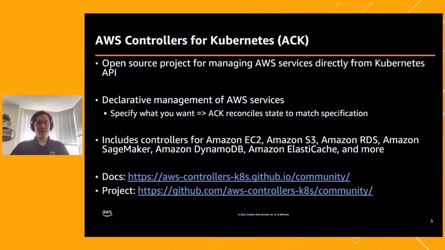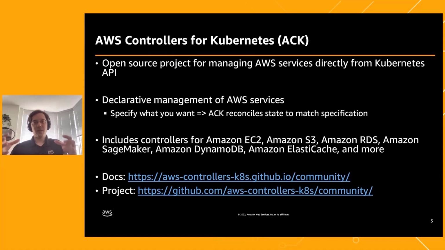What is AWS Controllers for Kubernetes? It's an open source project that lets you manage AWS services directly from the Kubernetes API. It's actually a collection of Kubernetes controllers. If you will, you can call them operators. Controllers are the fundamental unit of an operator that interact directly with AWS APIs to provide that declarative management experience for your AWS services. So effectively, ACK is extending the Kubernetes API and letting you interact with AWS services the same way that you'd interact with something like a Kubernetes deployment or a Kubernetes stateful set.